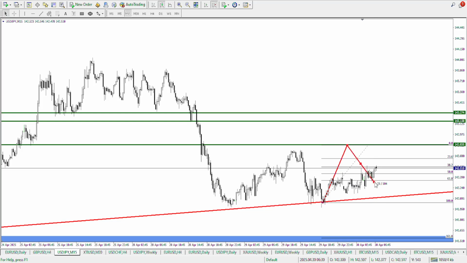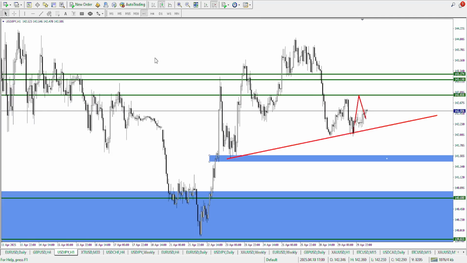142.32. Otherwise, based on the long term setups, if you are into this plan, congratulations. It seems for now that it is at least going back up to 145, right?